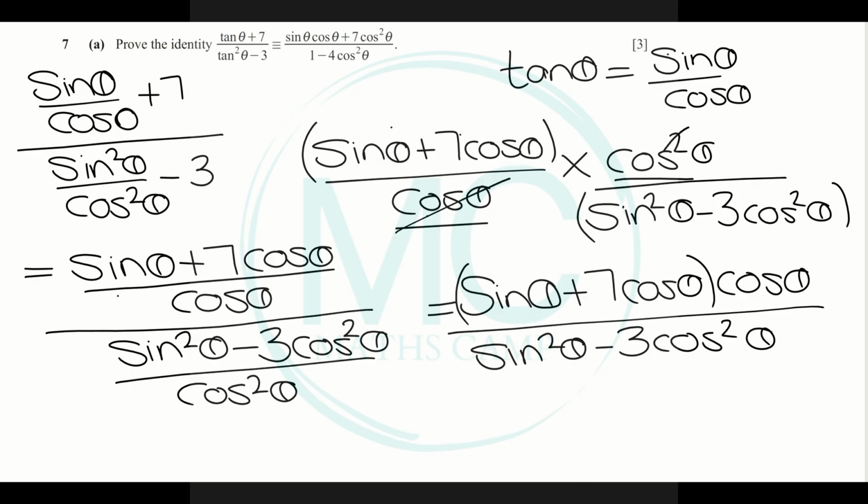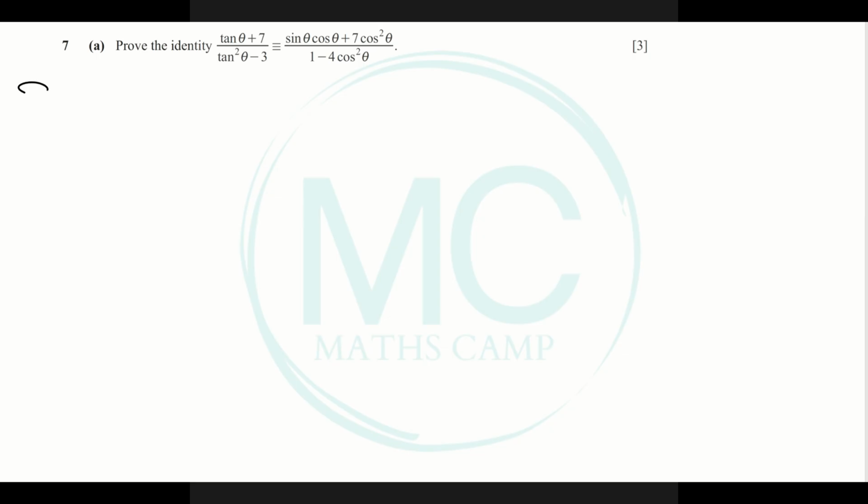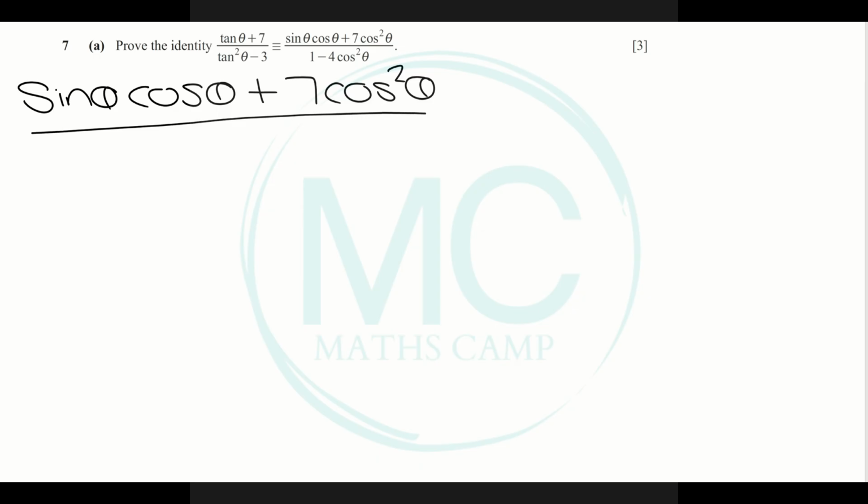Now we can expand the bracket in the numerator. I'm going to make some space. And we're going to get sine theta cos theta plus 7 cos squared theta over sine squared theta minus 3 cos squared theta. The numerator is now the same as the numerator of the fraction on the right. So all we need to do is manipulate the denominator.